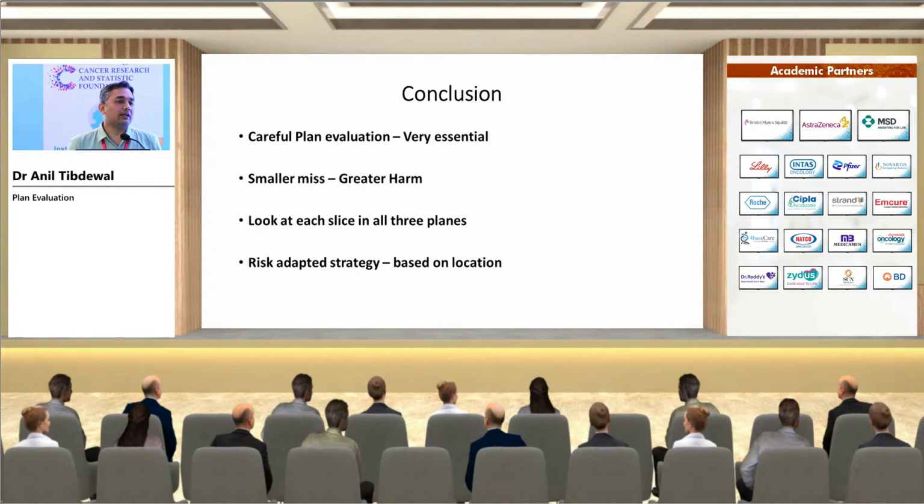So I will conclude that careful plan evaluation in lung SBRT is very essential, because there are obviously critical structures, and these patients already have poor pulmonary function. A small miss can cause greater harm to the patient. So we need to be very, very careful and look at each slice in all 3 planes, like the axial, coronal, and sagittal, and a risk adapted strategy based on the tumor location will help us avoid doing greater harm to the patient.